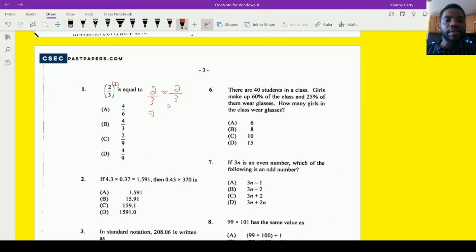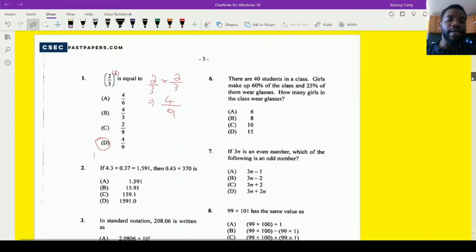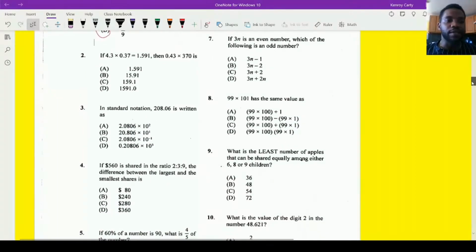Now, how this works is that whenever we multiply fractions, we multiply numerator by numerator. So it's 2 by 2, which is 4, and denominator by denominator, which is 3 times 3, which is 9. So your answer is actually 4 ninths. Now, if it was a 3 up there, it would actually multiply 2/3 by itself 3 times.